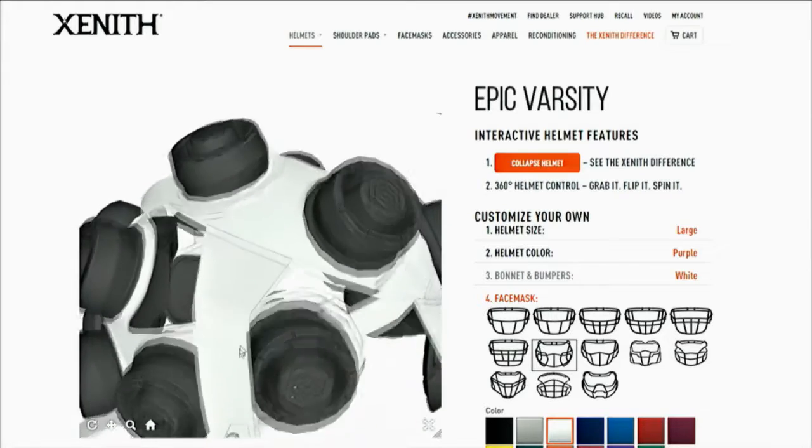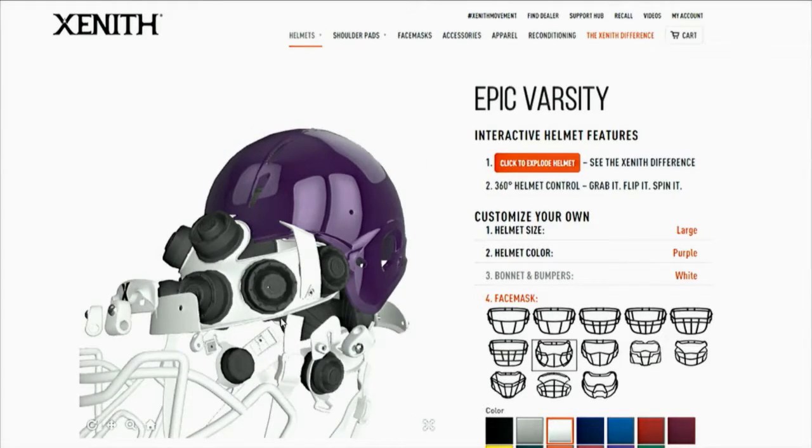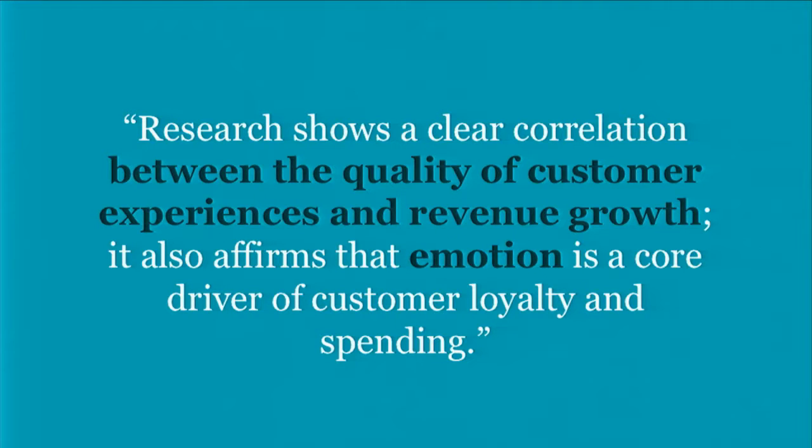And so why is that so important? When we talk about customer experience, this is from a Forrester study, and basically this blurb says that customer experience is going to be tied to revenue growth. It's also making a connection between emotion and saying that that's going to drive customer loyalty and spending.